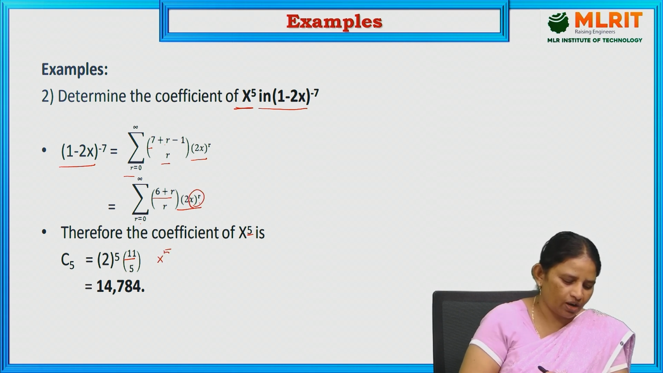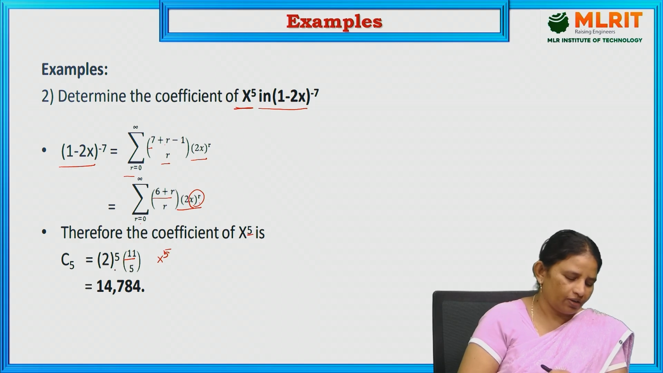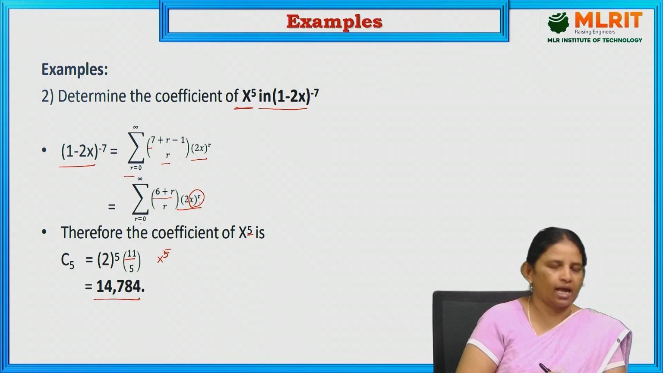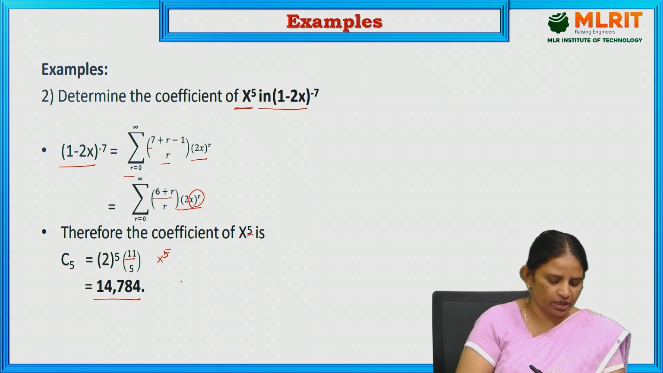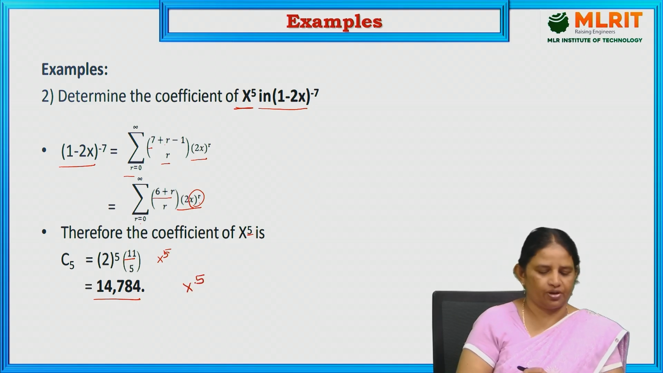Then, x to the power of 5 is x to the power of 5. 2 power 5 is 32. 11 C5. After calculating, we'll get 14,784 is the coefficient of x to the power of 5.